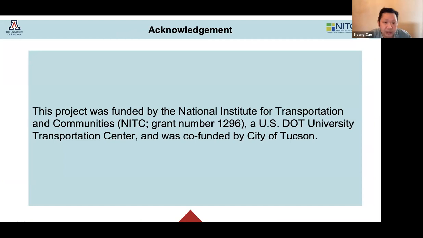This project was funded by the National Institute for Transportation and Communities, a U.S. Department of Transportation University Transportation Center, and was co-funded by the City of Tucson.